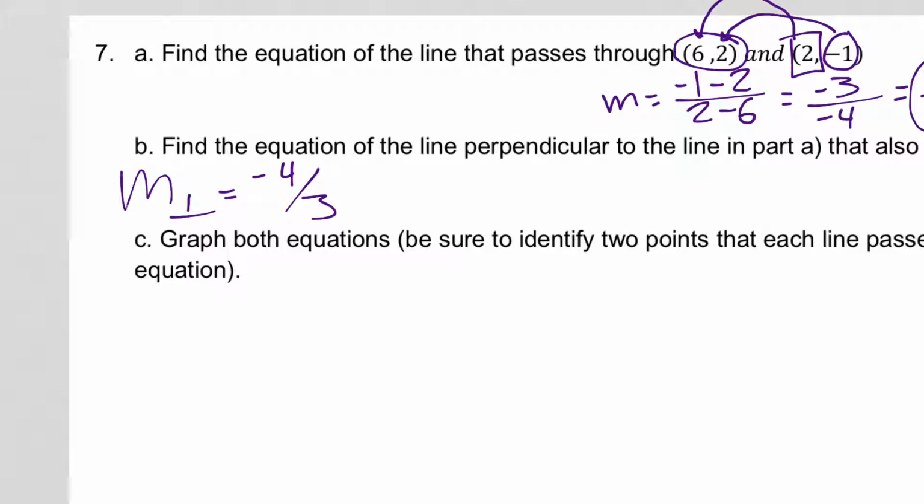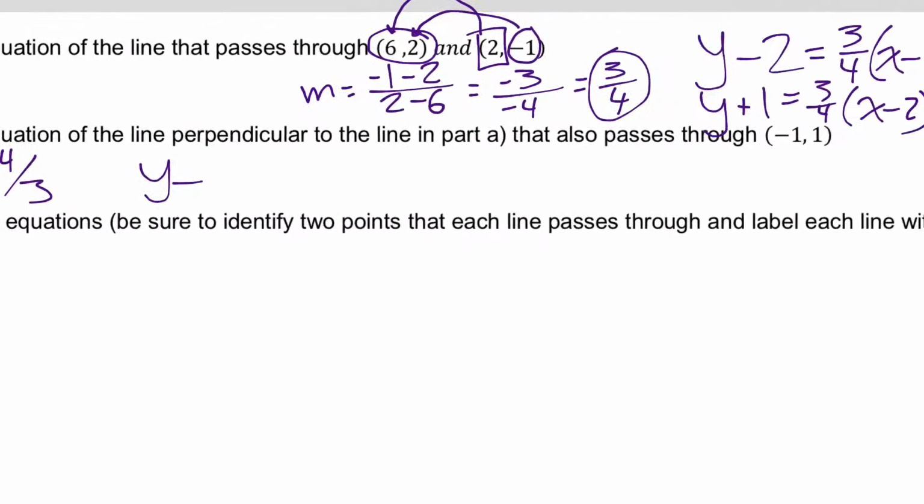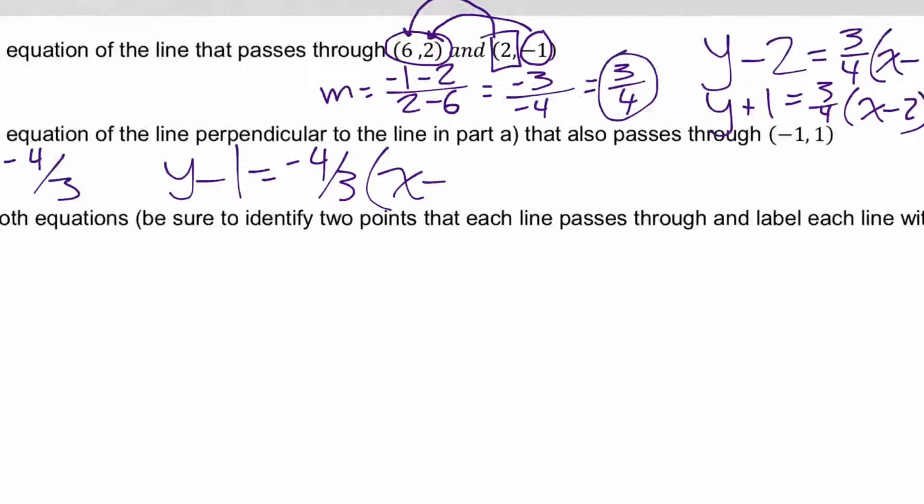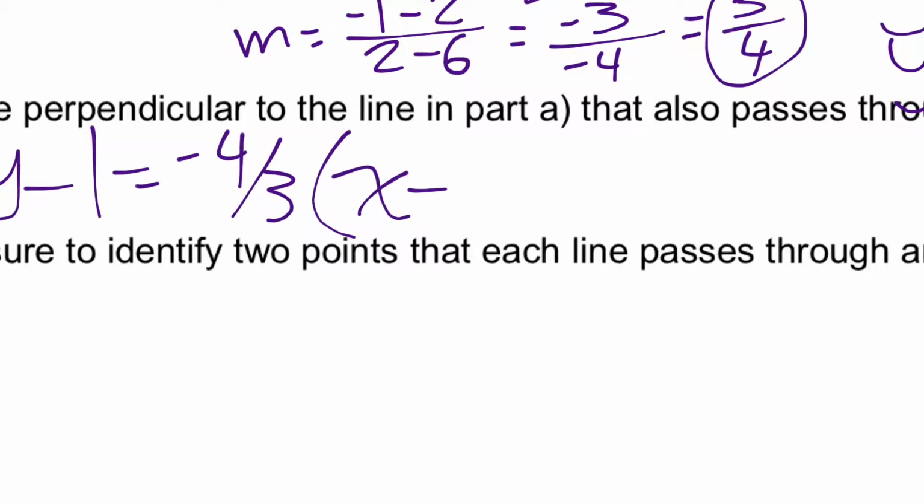So we know the slope and we know the point it's going through. So y minus the y value of the point. Y value of the point is 1. So y minus 1 equals the slope, which is -4/3 times x minus the x value of the point, which is -1. So minus -1 becomes +1, and we have our equation.